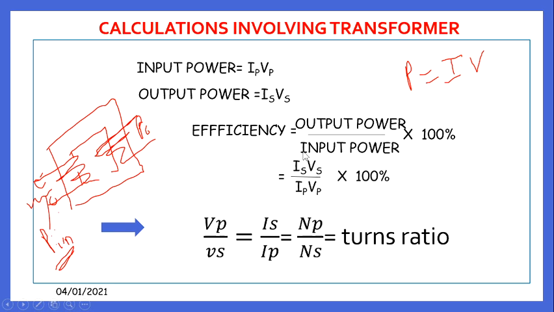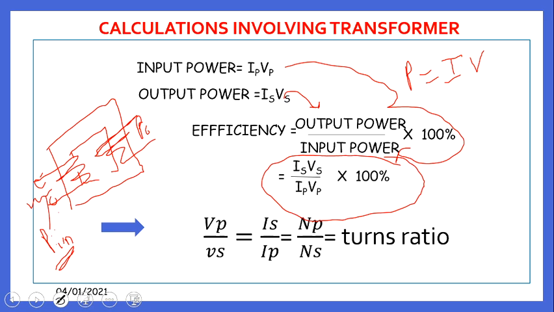Also, we define the efficiency of a machine as the output power divided by the input power multiplied by 100%. So if I substitute the output and the input into this, automatically the efficiency of our transformer is equal to ISVS divided by IPVP multiplied by 100%. And that is what you have in this place.